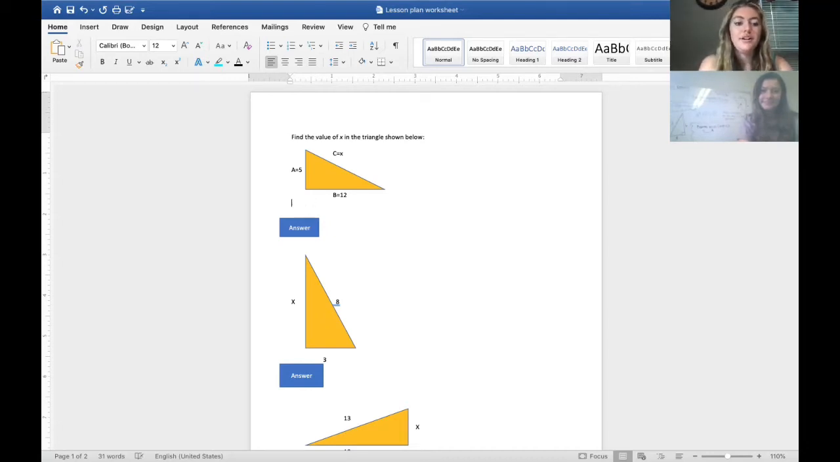Perfect. It's 169. So then we need to do the square root of 169. So who can tell me what the square root of 169 is? On your calculator, it's the square root, so you're going to plug in 169. Perfect. Yep, 13. So the square root of 169 is 13. So our C value, our X value, is 13.